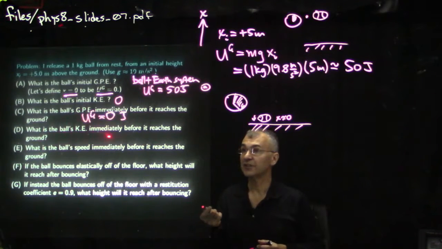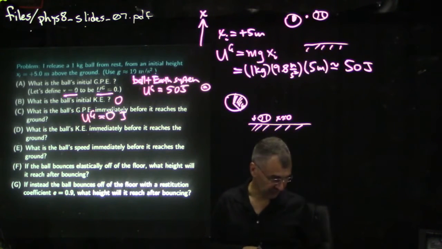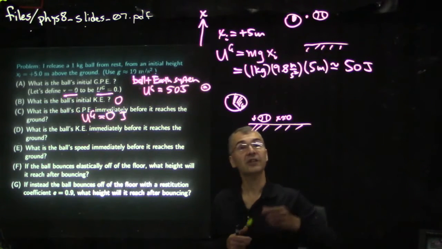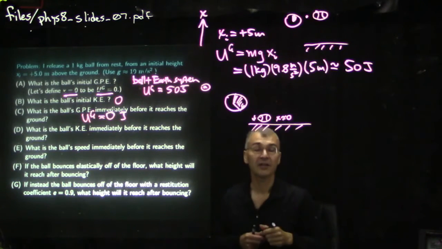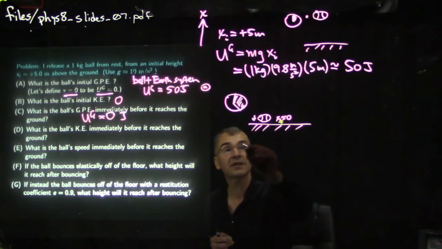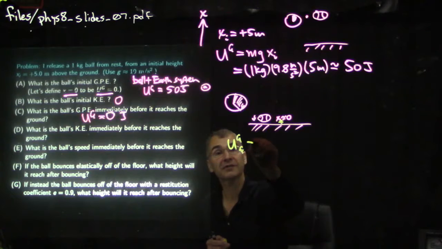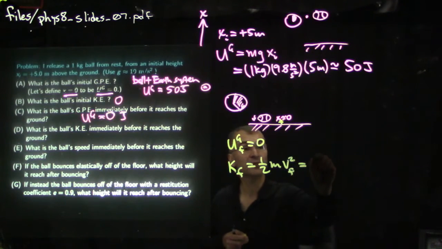What is the ball's kinetic energy immediately before it reaches the ground? Aha! Well, you see, this is where the closed system concept and the fact that energy is a conserved quantity is so handy. So we can use energy directly to work this out. All of this initial state gravitational potential energy got converted into kinetic energy. So x final is 0, U gravitational final is 0, but kinetic energy final is 1/2 m v final squared, and that should be 50 joules.